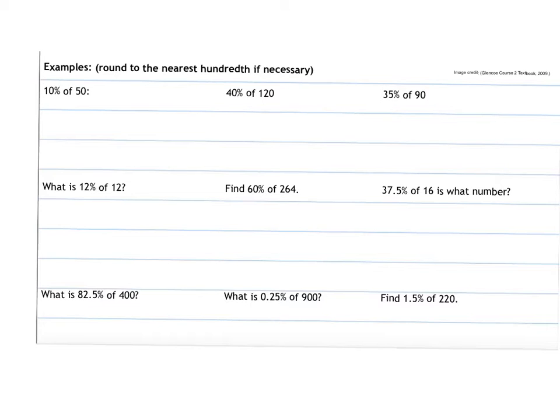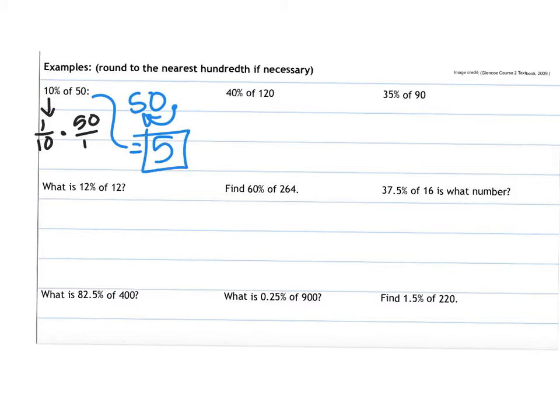For this first one, 10% of 50, I know in my head that 10% is the same as 1/10. And I know that looking for 1/10 of a number is really just moving the decimal, dividing by 10, one place to the left. That's me showing my thinking, but that one's kind of automatic for me. I know that 10% of 50 is 5.